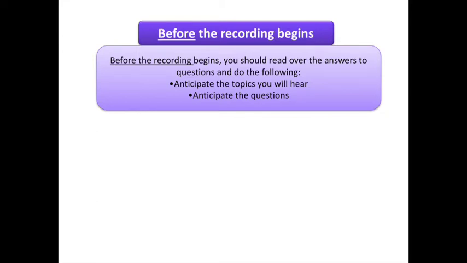So, for part B and C, before the recording begins, you should read over the answers to the questions and anticipate the topics you will hear and anticipate the questions. This will help you when you're listening to understand. Let's do this together for the first 5 questions from your assignment today.